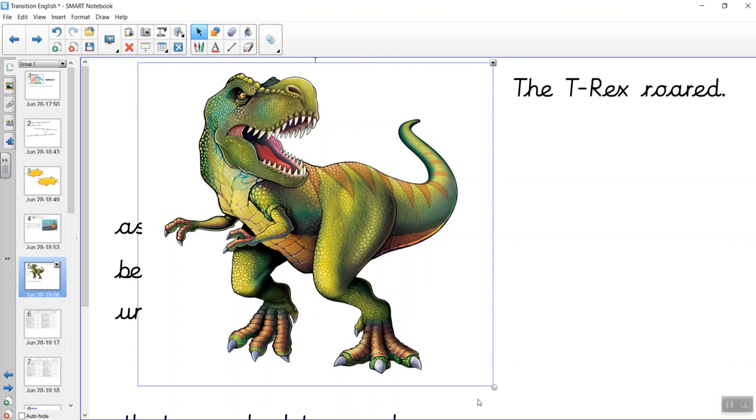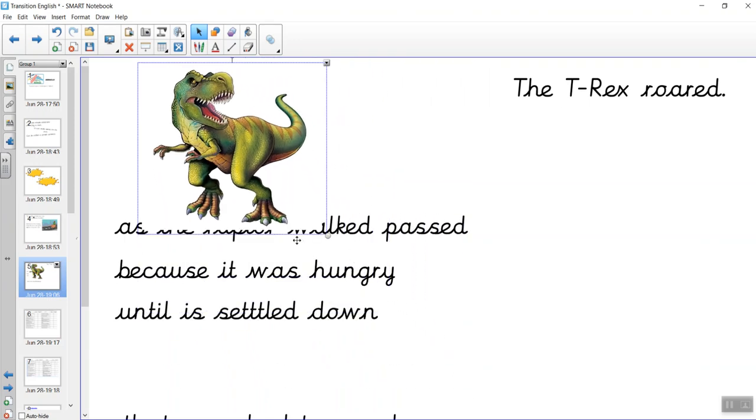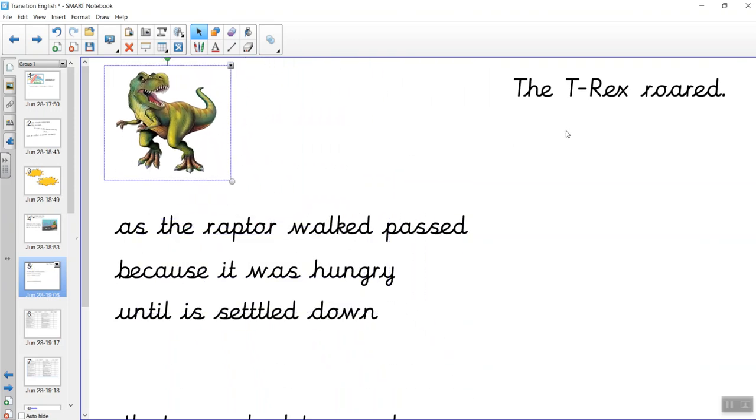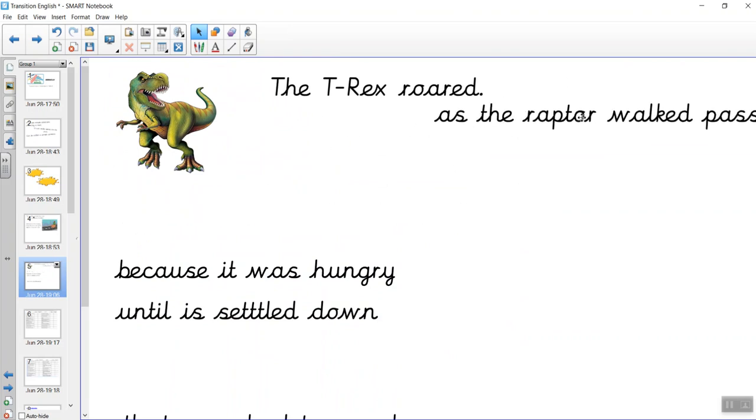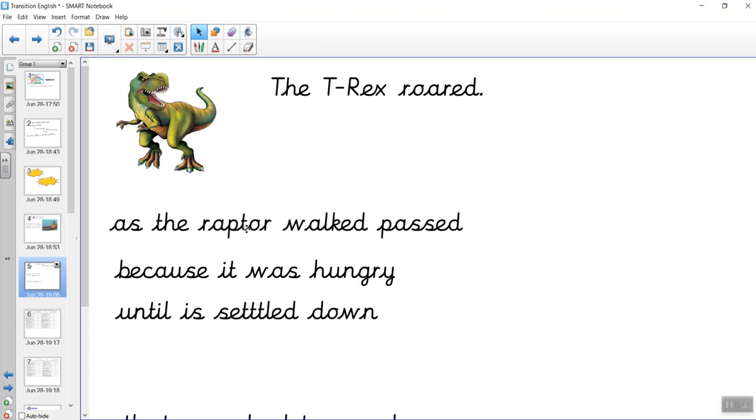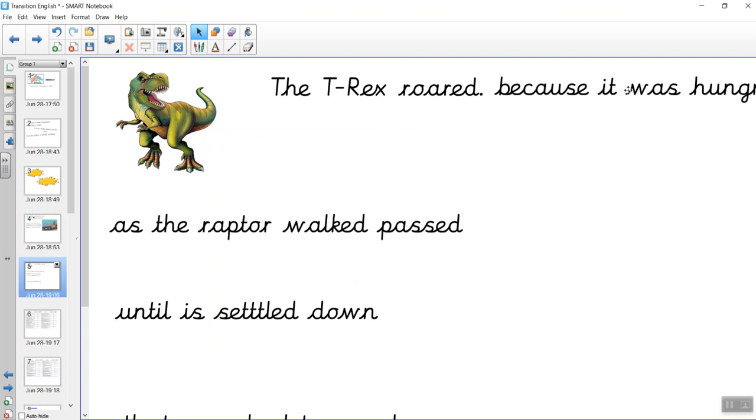Okay, let's have a look at this. Let's make my T-Rex a little bit smaller. Hide him out the way for a moment. Okay, the T-Rex roared as the raptor walked past. The T-Rex roared because it was hungry.